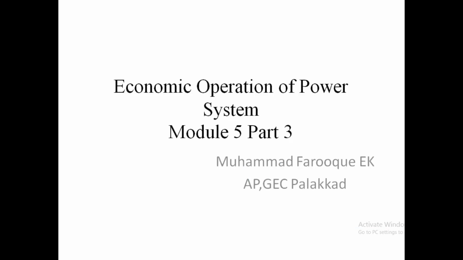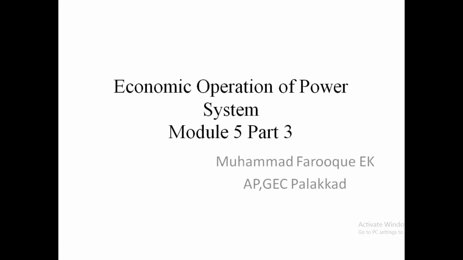So in the last class, we were discussing the economic operation and how the optimum schedule is obtained. In the previous lecture, we obtained a relation: for each plant, the incremental fuel cost should be equal, and it should be equal to the Lagrangian multiplier. df1/dp1 equal to df2/dp2 equal to etc., dfn/dpn should be equal to lambda.